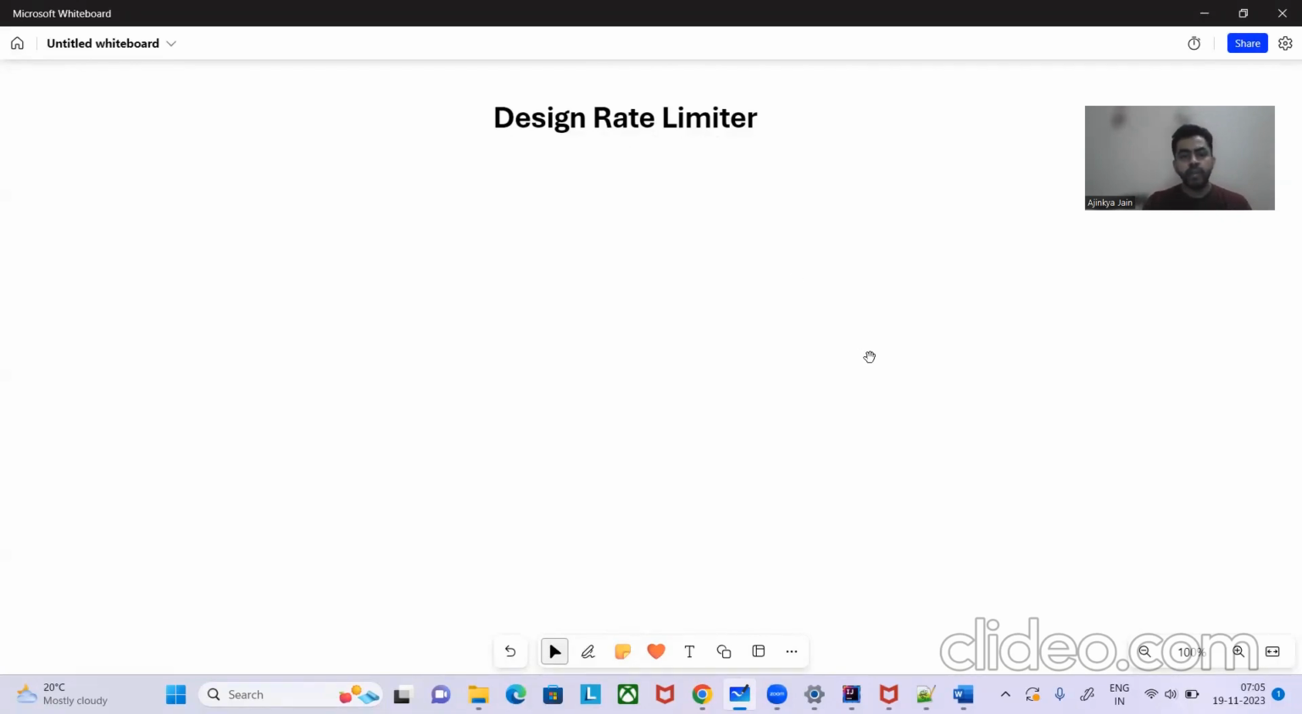Whenever an interviewer asks us to design something, the first natural question is to understand what it is that we want to design. So let's see what a rate limiter is.